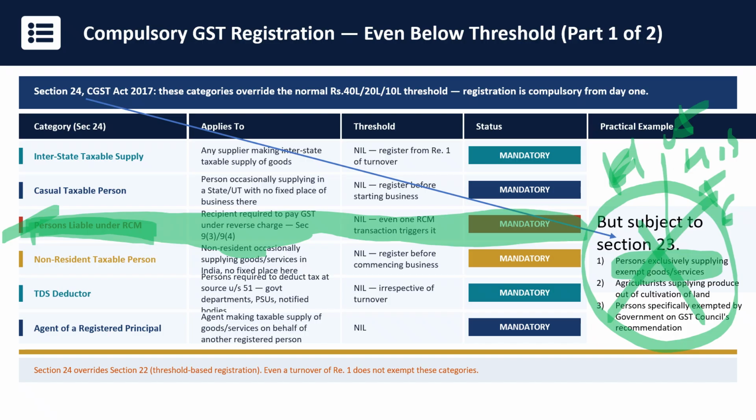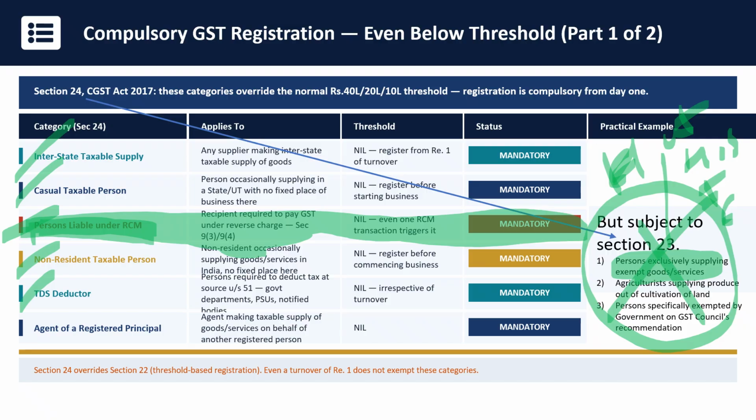Under section 24, if you are an interstate taxable person or a casual taxable person, meaning a person occasionally supplying in a state or union territory who has no fixed place of business, still, even if your turnover is less than 20 lakhs or 10 lakhs or 40 lakhs based on the limits, you need to get the registration. These are the mandatory registration classes. The non-resident taxable person, if he provides any taxable services in India, has to register irrespective of the threshold limit, and the TDS deductor.